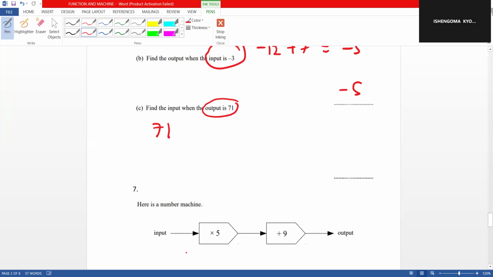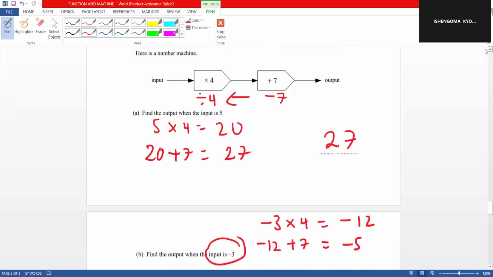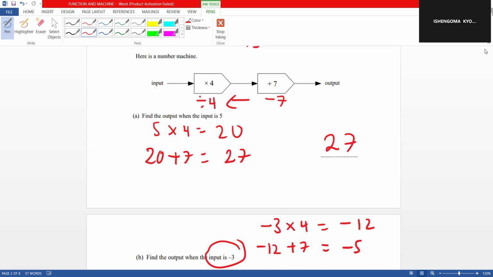I'll do the opposite of the function. Remember, on my function, I had plus 7 left. So this time, I do the opposite, which is minus 7. And after minus 7, I have to divide by 4. So let's do that.